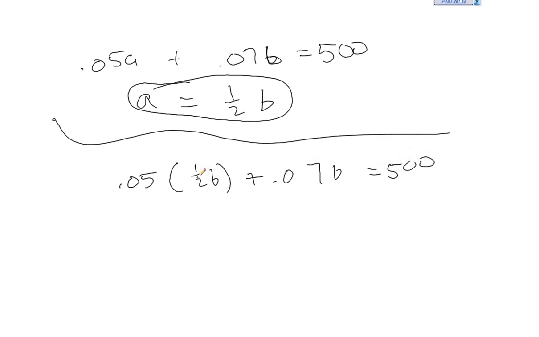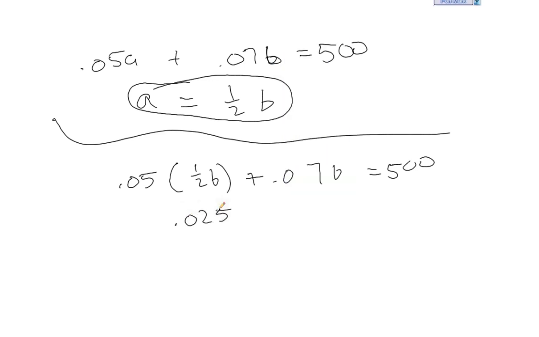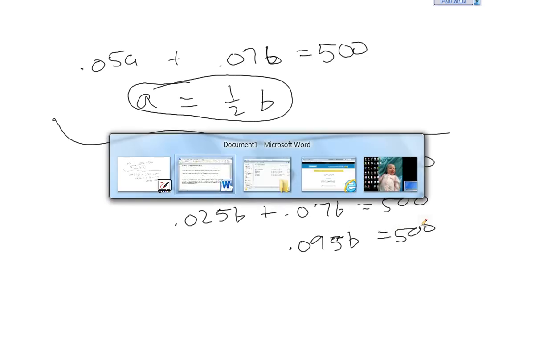Now I get to simplify this. I'll isolate B. So 0.05 times 1/2 is going to be, let's see, 0.05 divided by 2, which is 0.025. So I'm going to erase that and just put 0.025. Of course, you can use a calculator for that if you'd like. 0.025B plus 0.07B equals 500. Adding the two together, I get 0.095B equals 500.